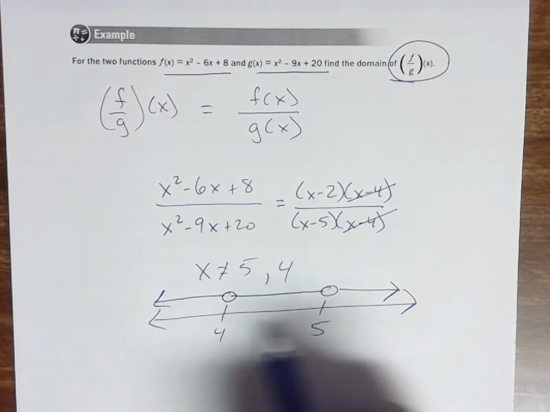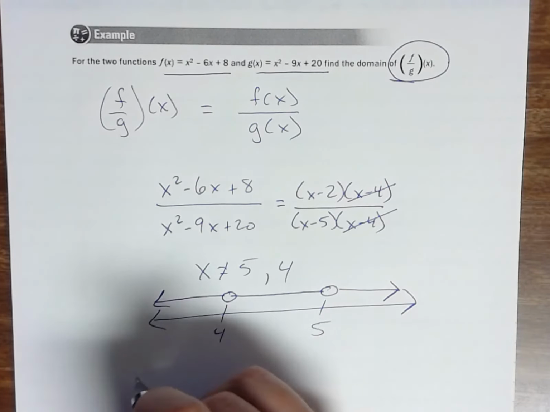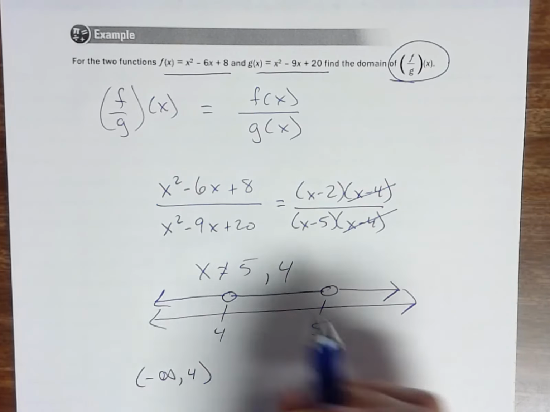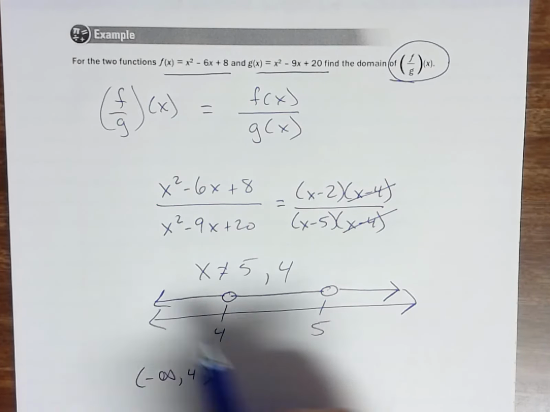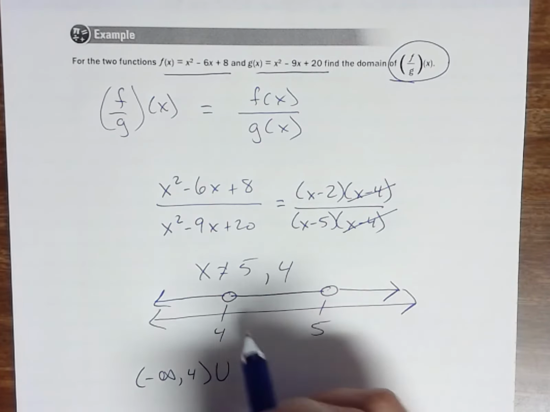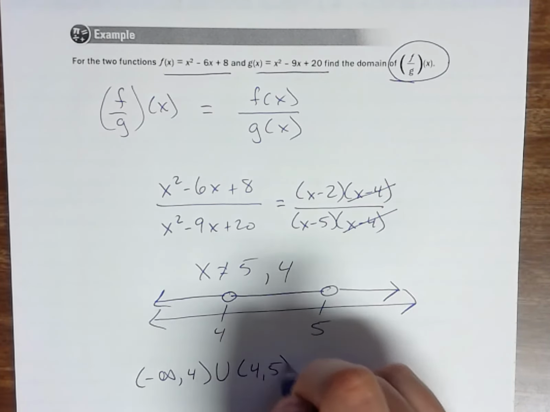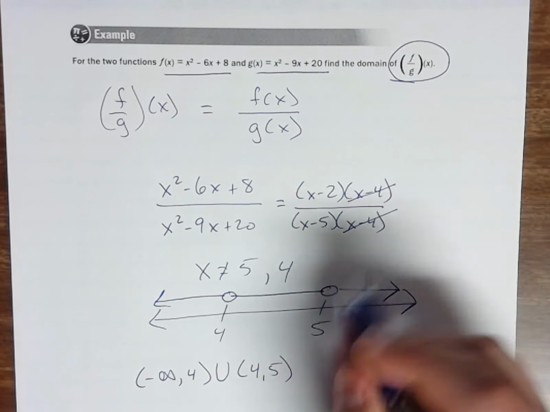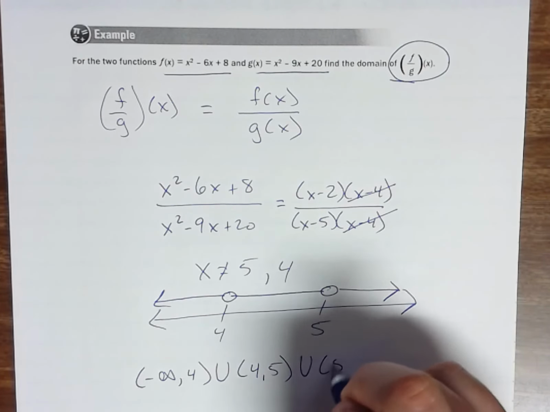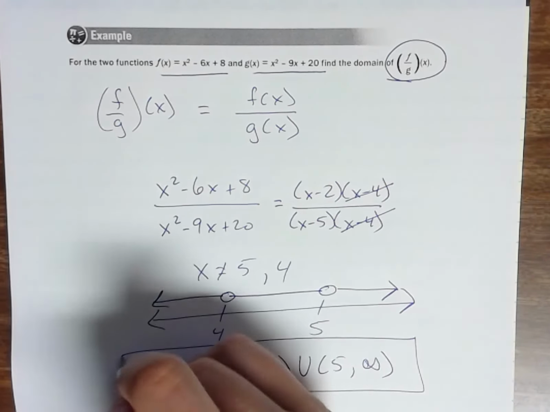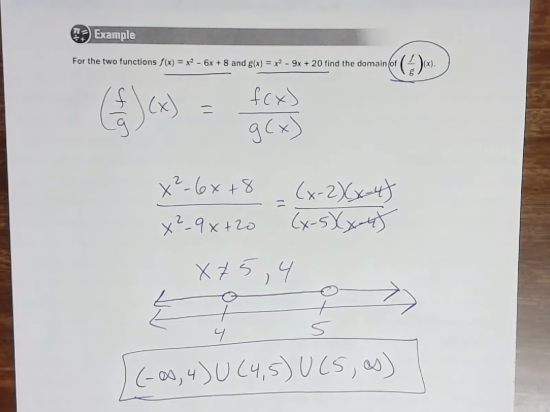Let's put this interval in interval notation then, the domain. And so we've got negative infinity up to positive 4, that's this interval, right? Then I'm going to do a union, so in between 4 and 5. And then I've got one more interval, and it also goes from 5 to positive infinity. And there is our domain.